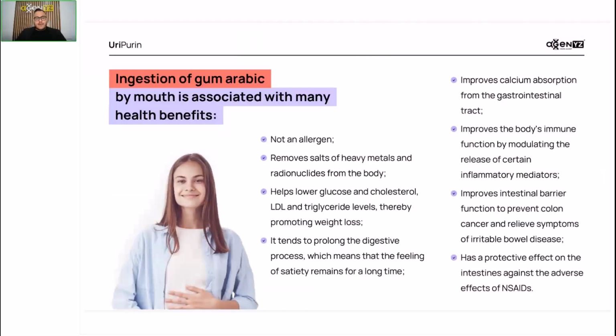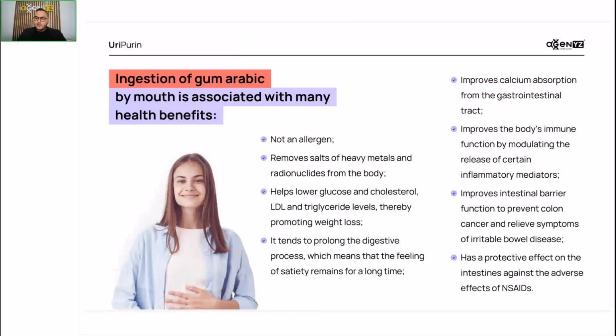And ingestion of gum arabic by mouth is associated with many health benefits, to start with, such as it's not an allergen. It removes salts of heavy metals and radionuclides from the body. It helps lower glucose and cholesterol, such as LDL cholesterol and triglyceride levels, thereby promoting weight loss as well. And it tends to prolong the digestive process, which means that the feeling of satiety remains for a long time. Basically, you feel fuller for longer, and it improves calcium absorption from the gastrointestinal tract.